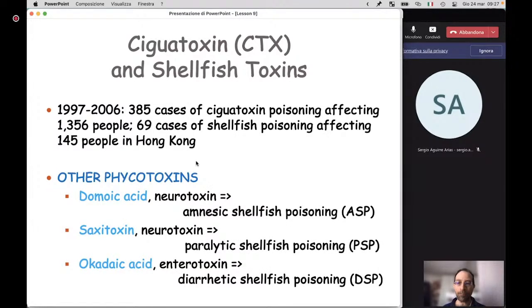And then we have seen other 3 kinds of phycotoxins: domoic acid, which is amnesic poison; saxitoxin, which is a paralytic poison; and okadaic acid, which is the diuretic poison.